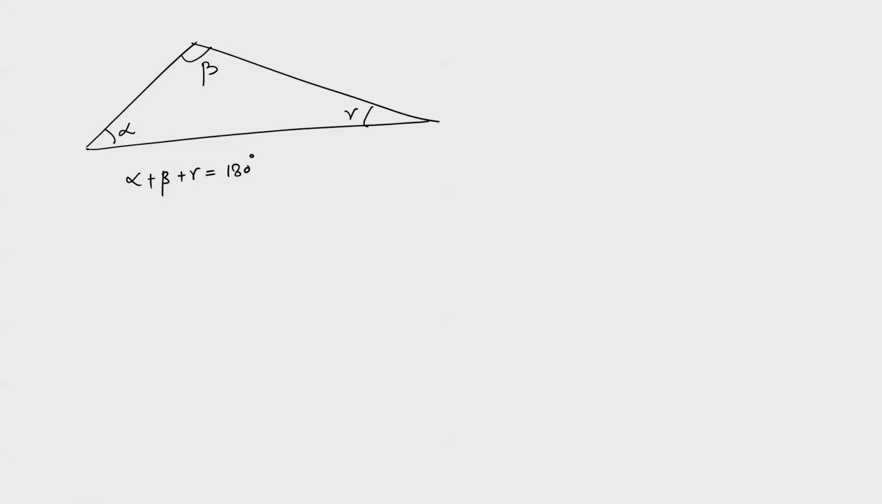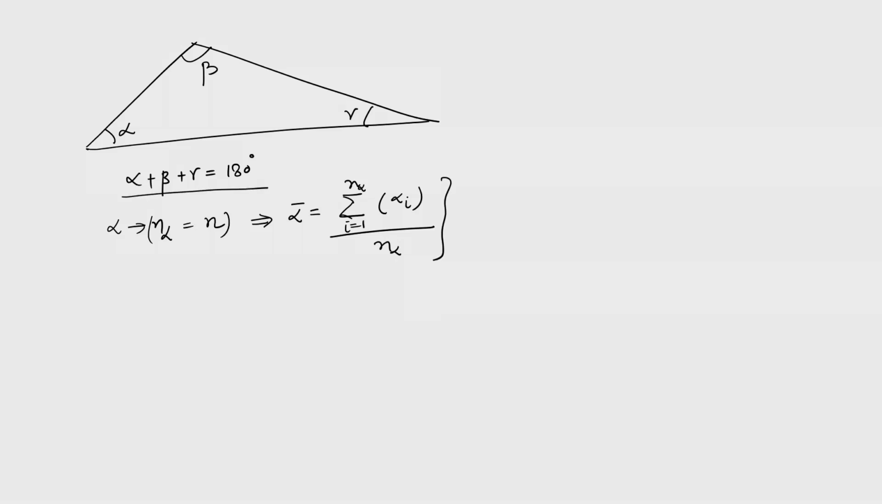However, we have also said that I am measuring alpha n alpha times, or maybe n times, and then I am finding alpha bar as the mean. The mean is nothing but summation i equals 1 to n alpha, alpha i divided by n alpha. Same way I find beta bar and gamma bar. So, these are coming from observations, and this is the ideal relationship.